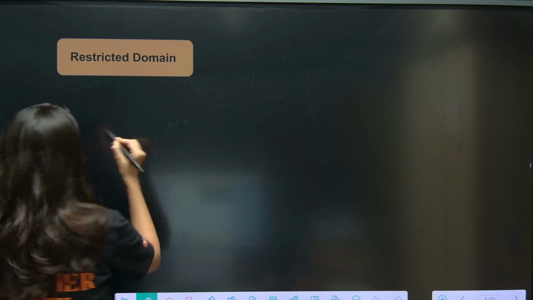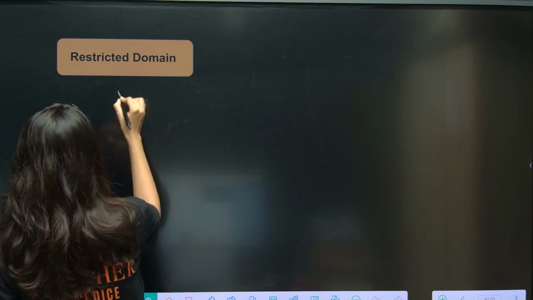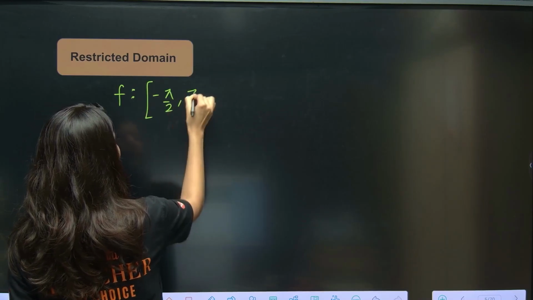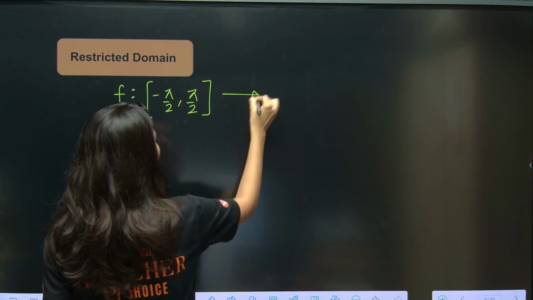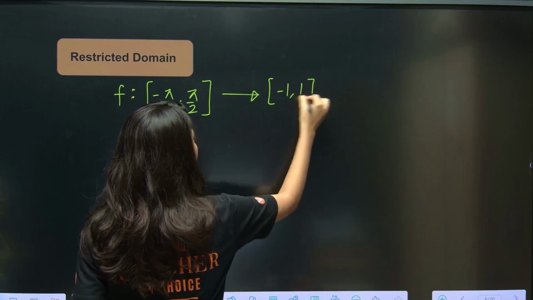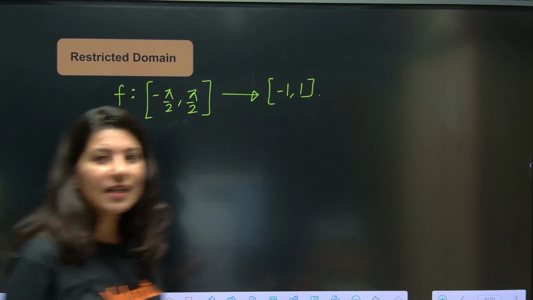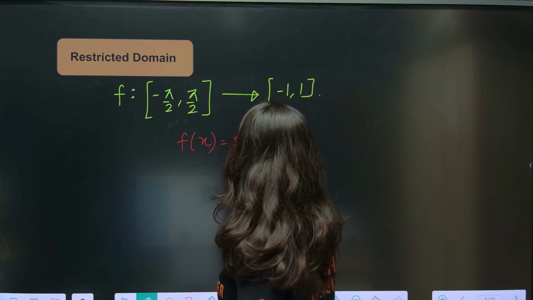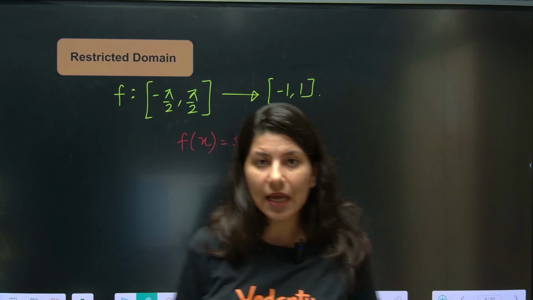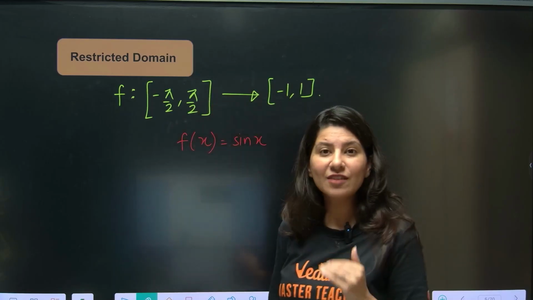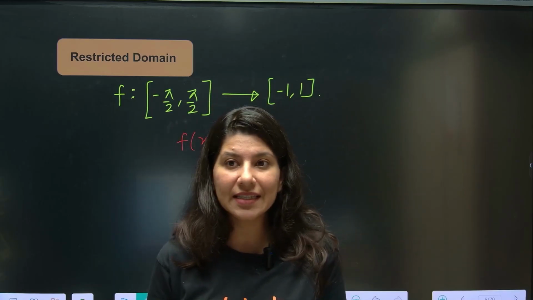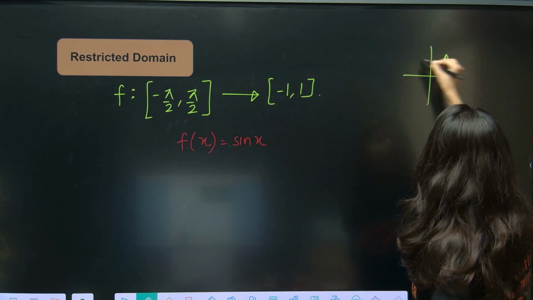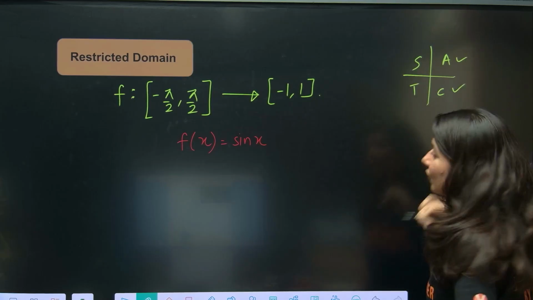How? Just see. What we are going to do is define f in such a way that the domain is minus pi by 2 to pi by 2, and the codomain is R, with range -1 to 1. So we have restricted the domain. Earlier, for generic sin x, your domain is all real values. But this time I have restricted the domain. I have selected the first and fourth quadrant, because in the first quadrant sin x is positive and in the fourth quadrant sin x is negative. Remember the ASTC rule. So I have selected the first and fourth quadrant.